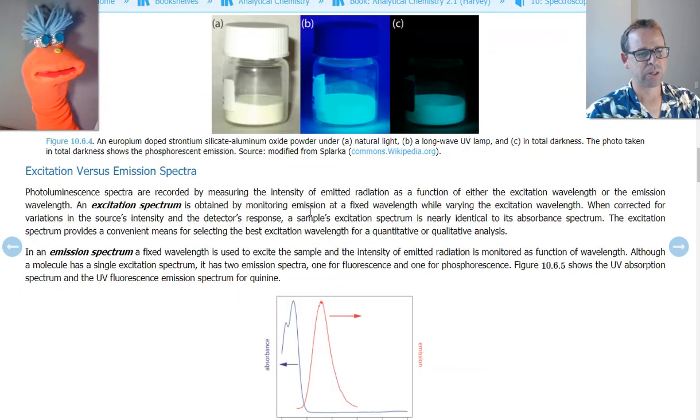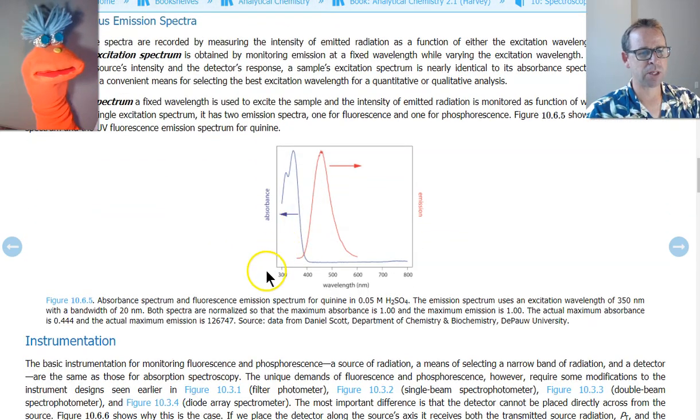Okay, so here's what we were talking about, the relationship between the light that's being absorbed and the light that's being emitted, right? And we need to make sure that there's this separation. If you're looking for the light that's being emitted at anywhere where this light is being absorbed, then you won't be able to get a good relationship between your analyte concentration and your signal.